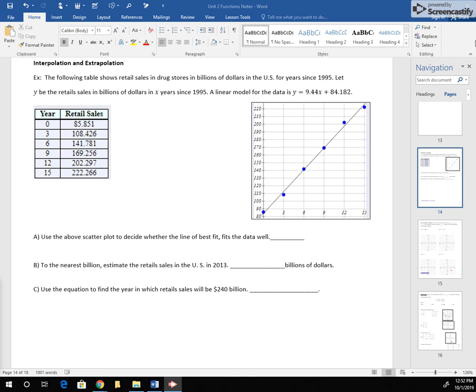All right, let's talk about using and working with a scatter plot and a supplied line of best fit. We also have a table, and then we'll introduce this idea of interpolation and extrapolation as it refers to this example here. But here's the problem.